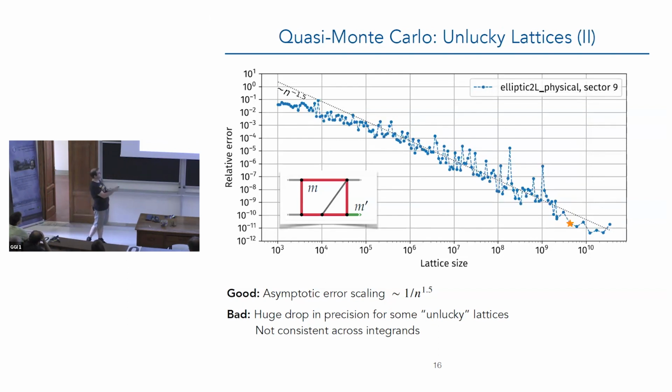And this is not consistent across sectors. If we go to a different sector of the same integral with the same lattice, it's fine. It behaves exactly as it should. So these lattices seem to not play well with every possible integrand, and we don't have a clear idea why that is.